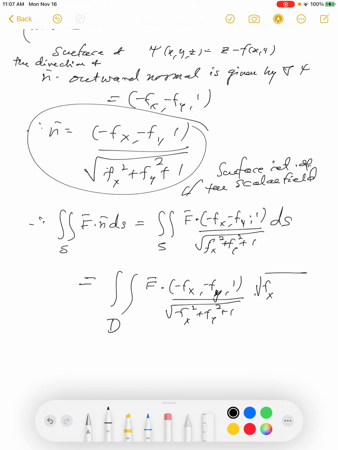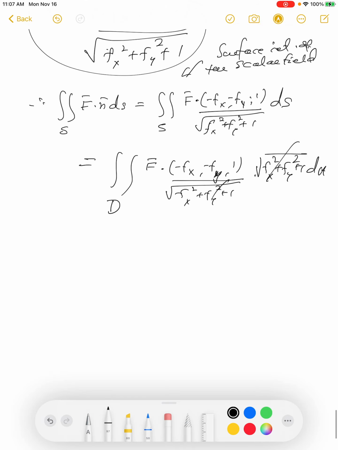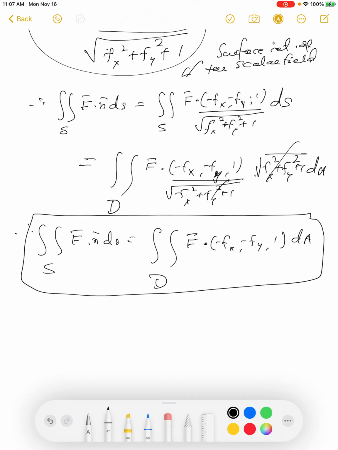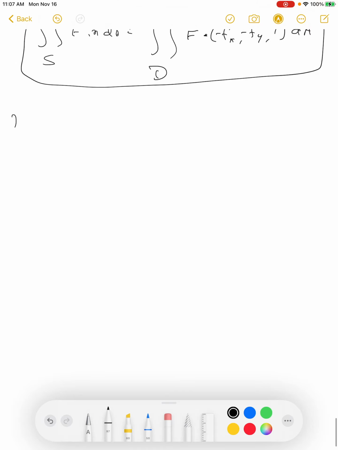But then you are multiplying also by the root of fx square plus fy square plus 1. That's your surface dA. So these two terms cancel and you get a formula where the surface flux integral of f bar dot n bar ds is simply converted into a double integral over d of f bar dot product with minus fx, minus fy, 1 dA. So the flux integral over a surface is a special case of surface integral of a scalar field. And so let's do one problem based on this and then I will stop.